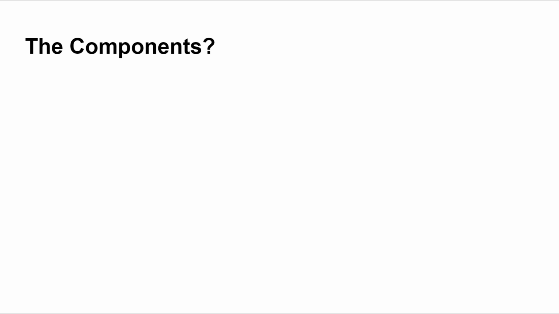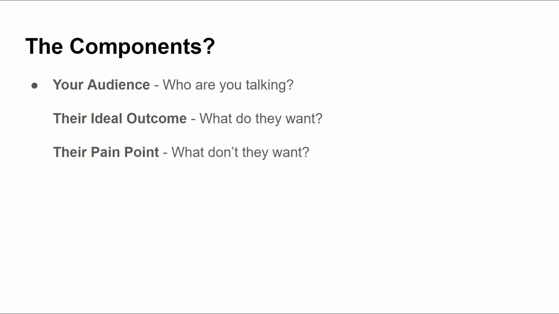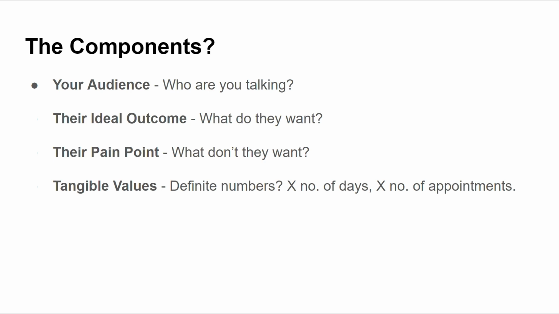The components behind it. Number one, you need to understand your audience. Who are we talking to? Their desired outcome, what do they want? Their pain point, what don't they want? And tangible value. This is basically a definite number. Basically it's a promise, a number of dates or number of appointments, such and such. We're going to show you an example of this afterward. And lastly, your vehicle, your how. How can you help them achieve that promise?